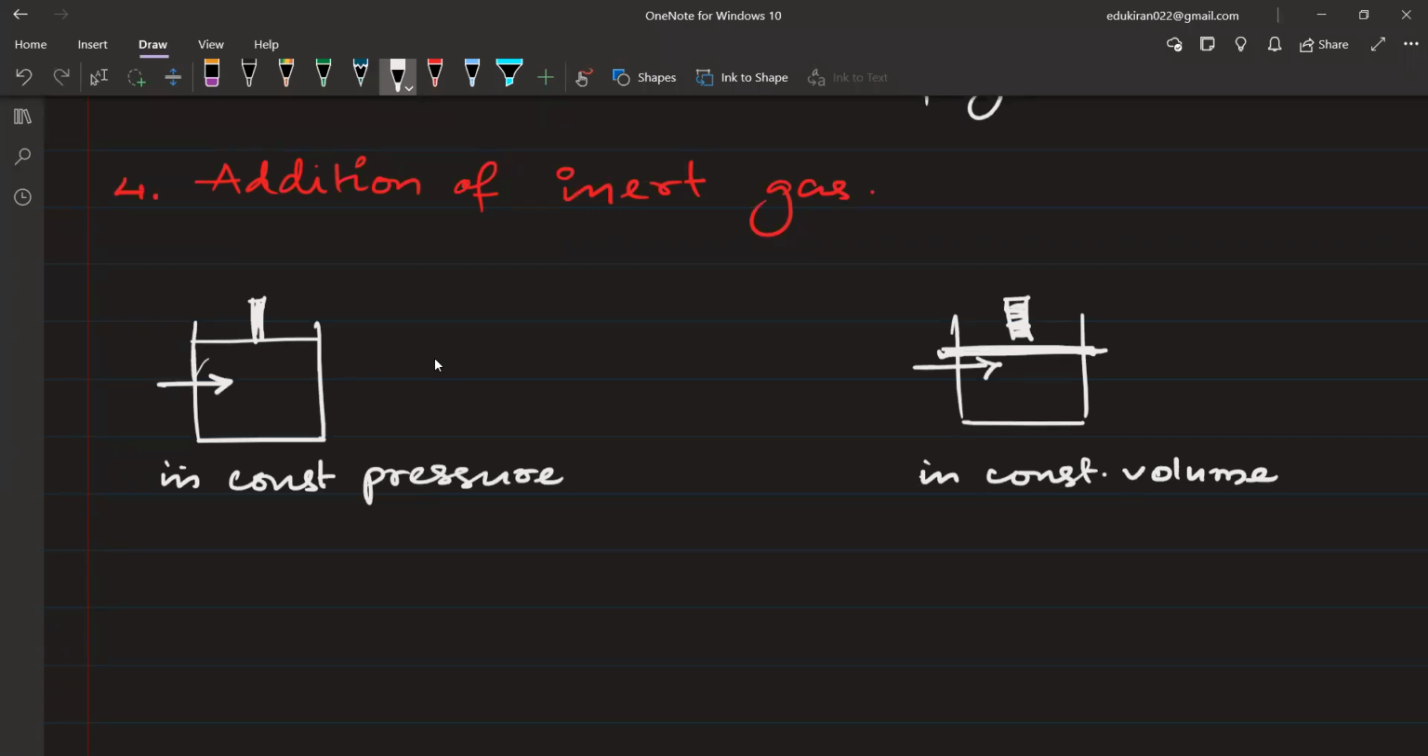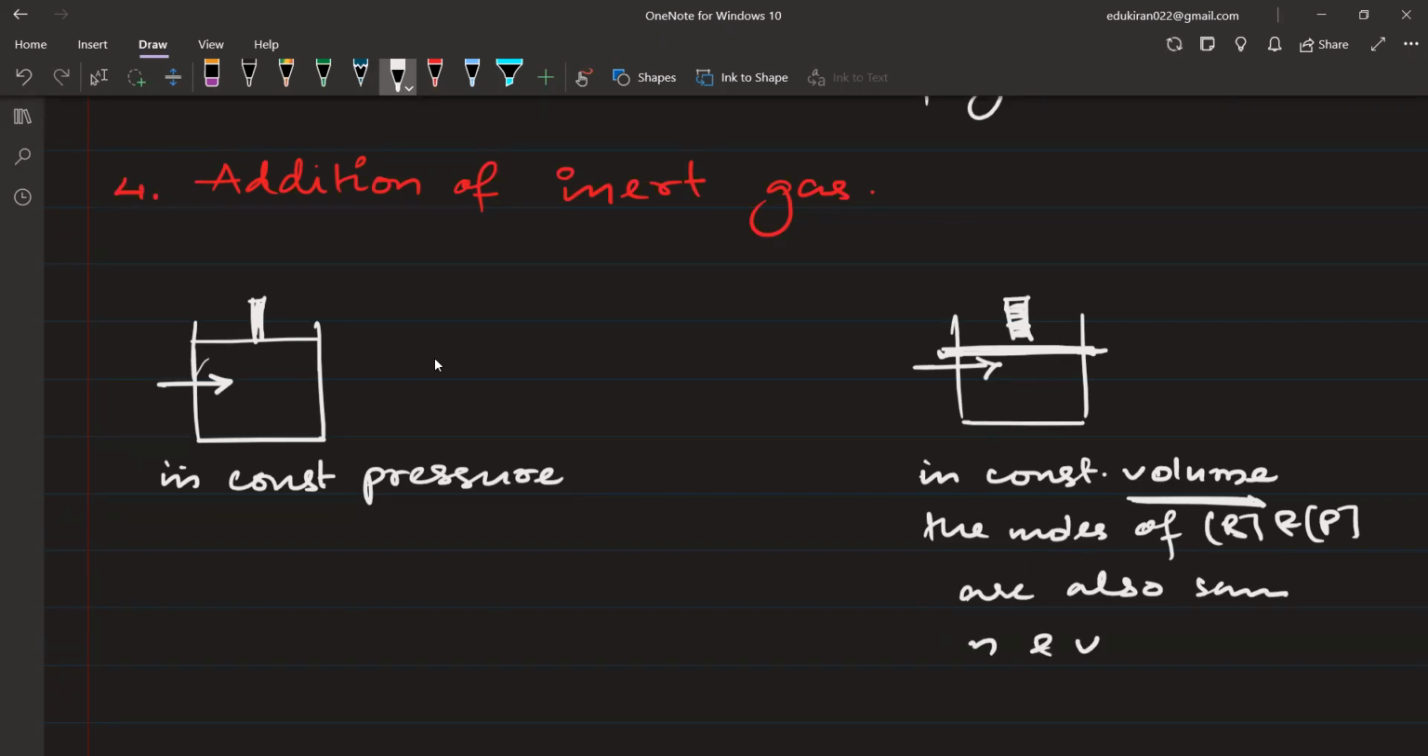ठीक है, सुनिए यहाँ पे फिर से आराम से. When your volume is constant, we can say the moles of reactant and product are also constant, because inert gas is not taking part in the reaction. Whatever number of moles of reactant are there or number of moles of product are there, that is also same. The number of moles भी same है, volume भी same है, therefore concentration also remains same. Clear है ये सर?